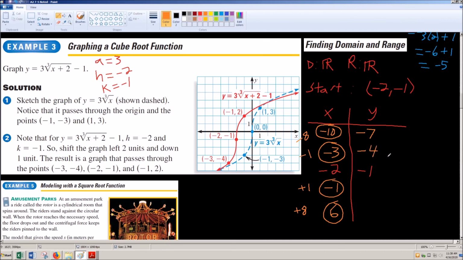Good to go. If I plug in negative 1, plus 2 is 1. The cube root of 1 is 1. 1 times 3 is 3. 3 minus 1 is 2.